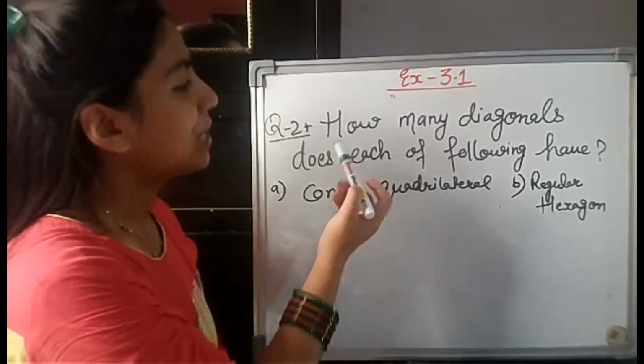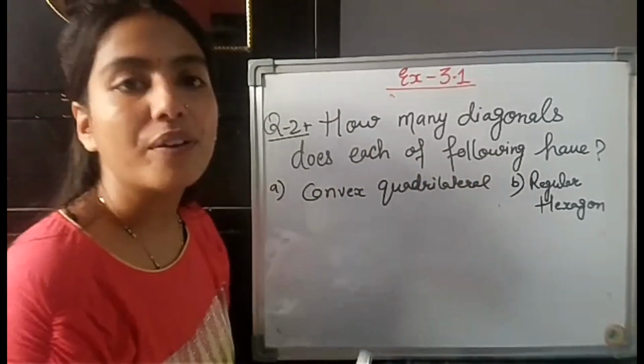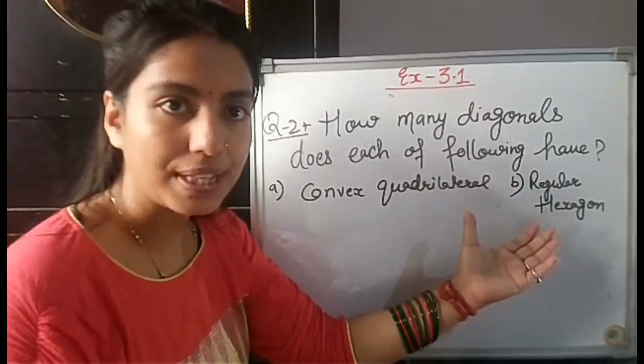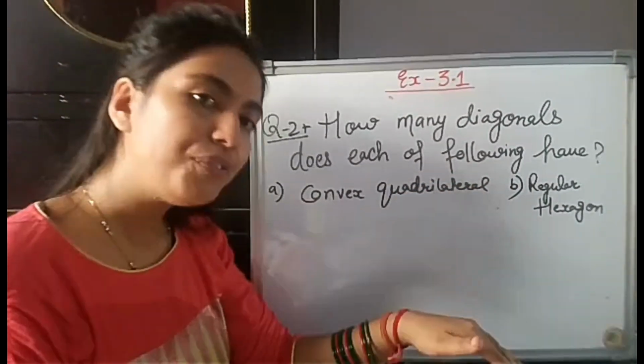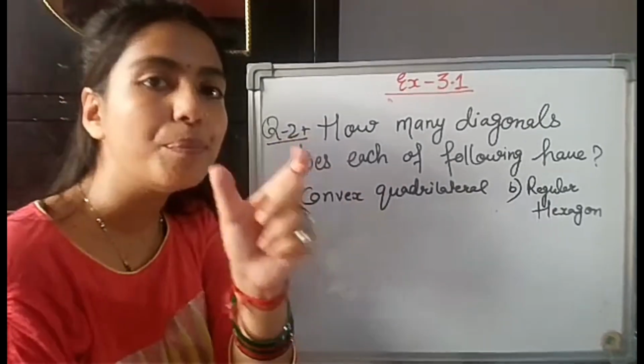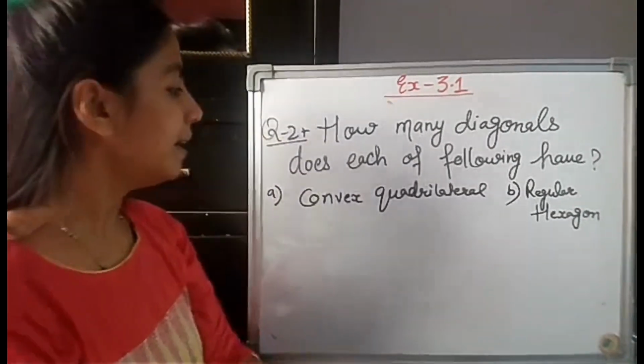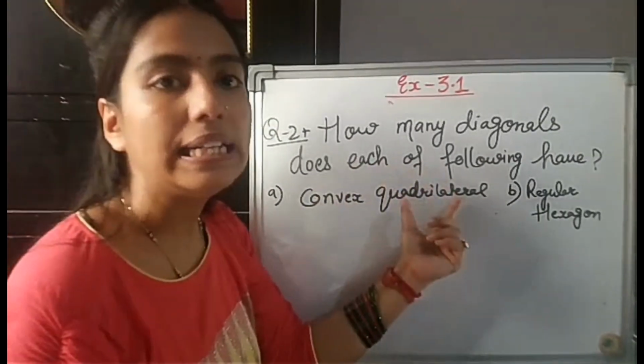Now question number 2. How many diagonals does each of the following have? Diagonals, it means polygons are given to you, and you have to find out how many exact number of diagonals there are. Okay, so let's start. A part, convex quadrilateral.